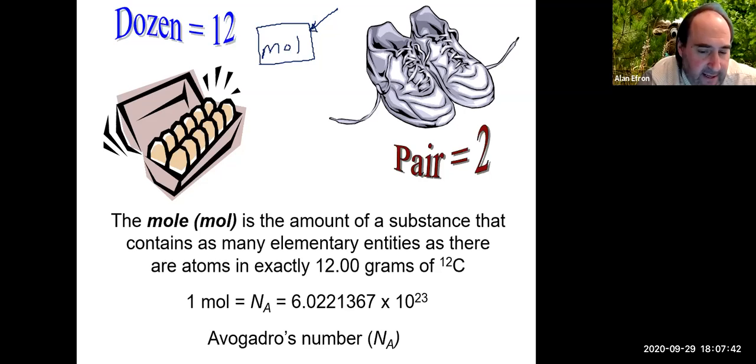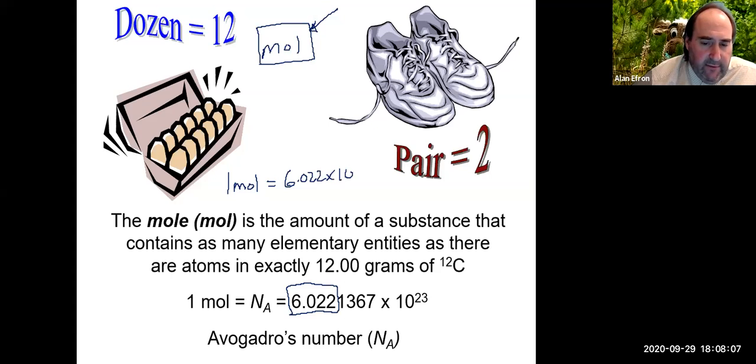And the mole is basically the amount of substances there are in exactly 12 grams of our carbon-12 isotope. And it actually does have sort of a numerical value, and that's what's known as Avogadro's number. And we usually round it to right about there, 6.022 times 10 to the 23. So 1 mole of anything equals 6.022 times 10 to the 23.